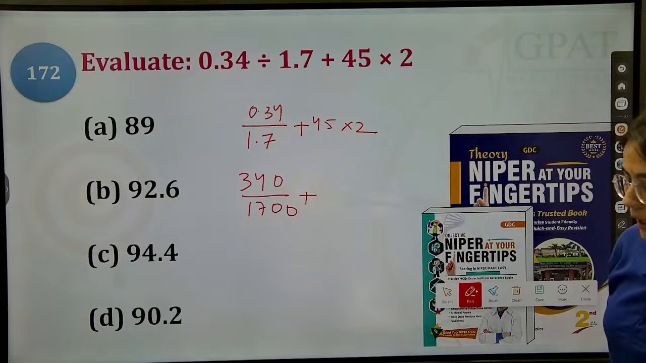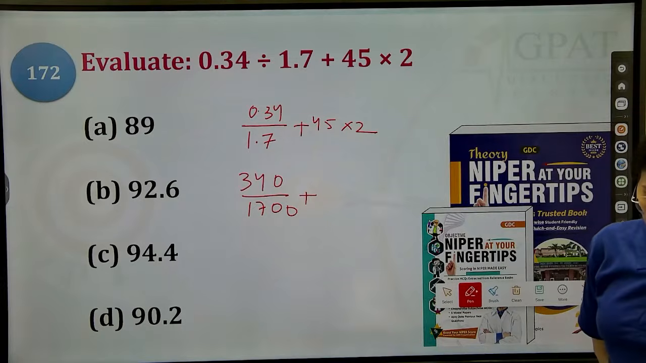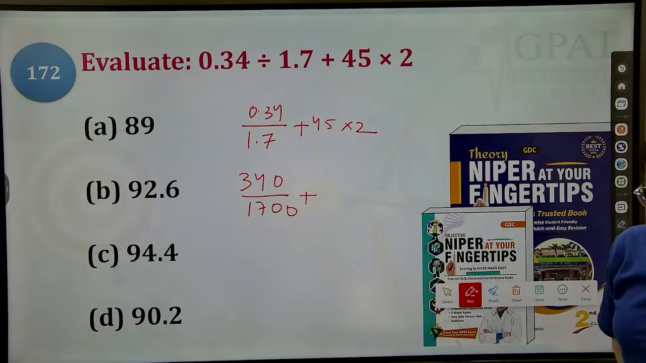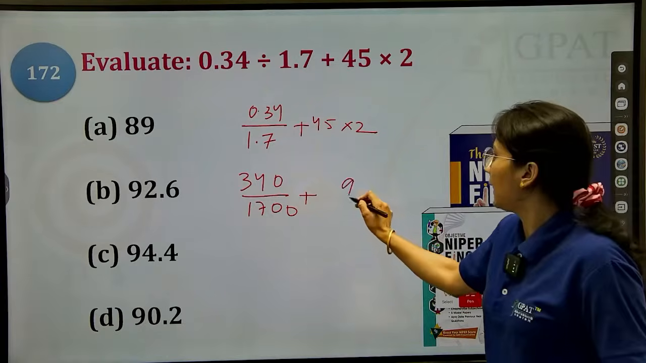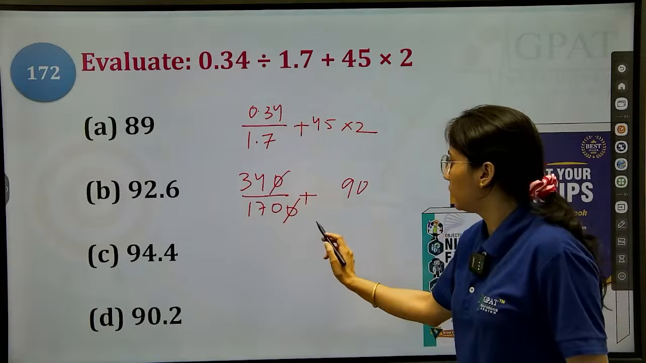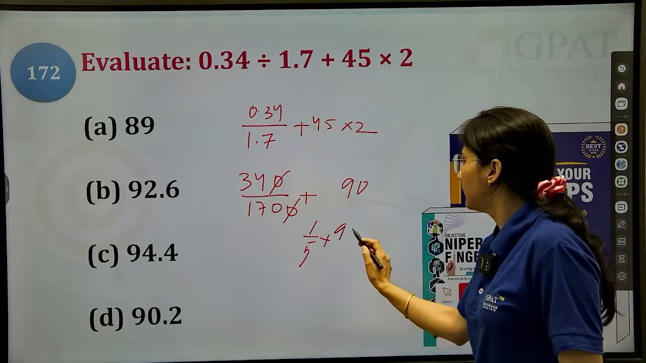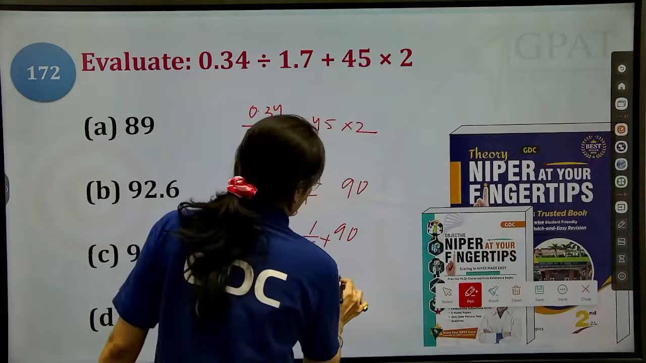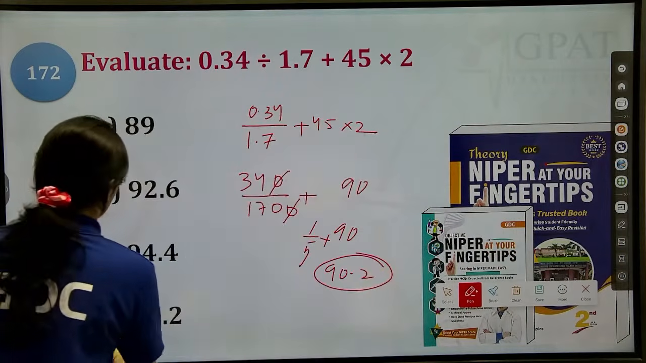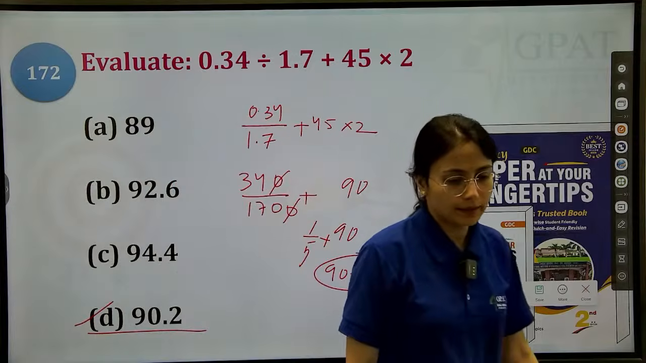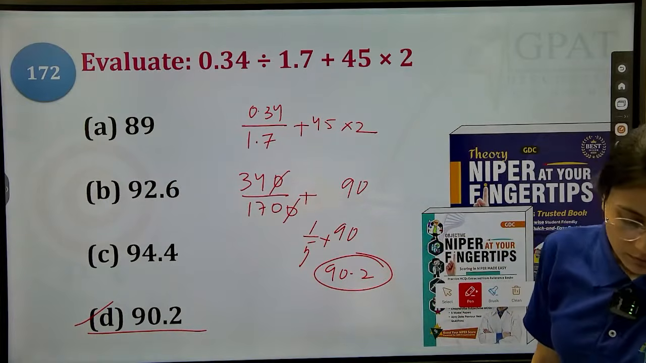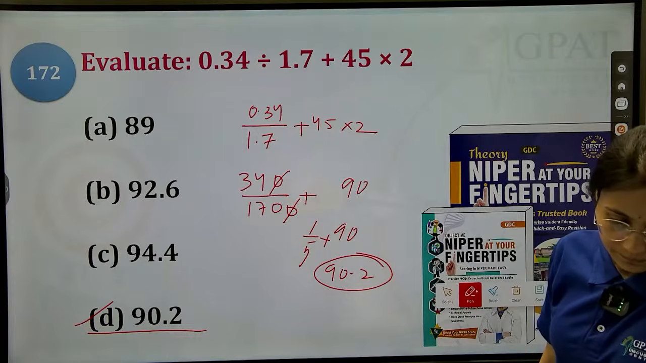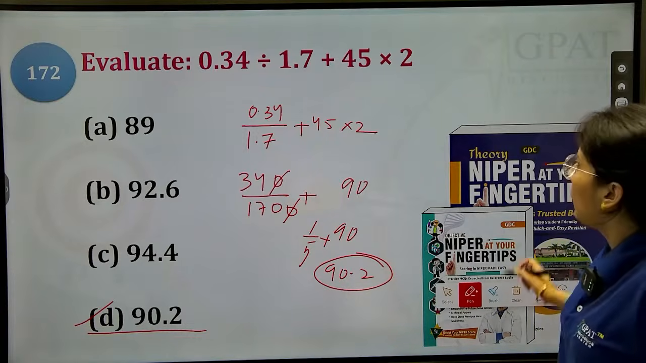Option D is what? That is 90.2. Yes, your answer is correct. So you will get 1 by 5 plus 90, so 90.2 is the answer. Option D is correct. Very good. Now move to the next question.